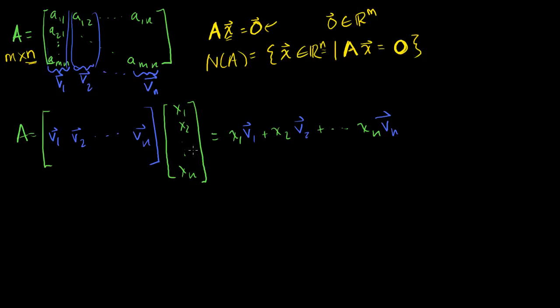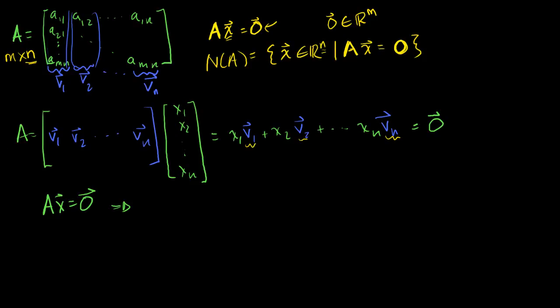Now, if we're saying that Ax is equal to 0, we're looking for the solution set to that. If we're looking at the solution set to Ax equal to 0, that means that this sum is equaling the 0 vector. We want to figure out the x1s, x2s, x3s, all the way to xn's that make this equal the 0 vector. And what are we doing? We're taking linear combinations of our column vectors, and seeing if we can take some linear combination and get it to the 0 vector.